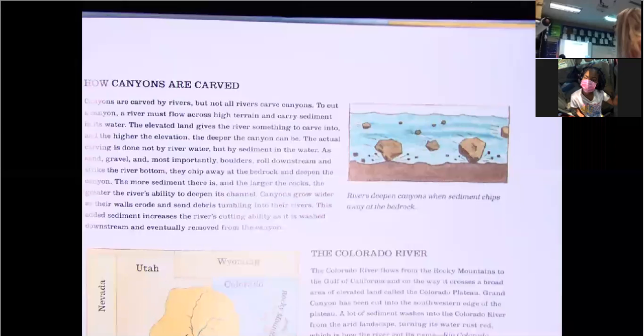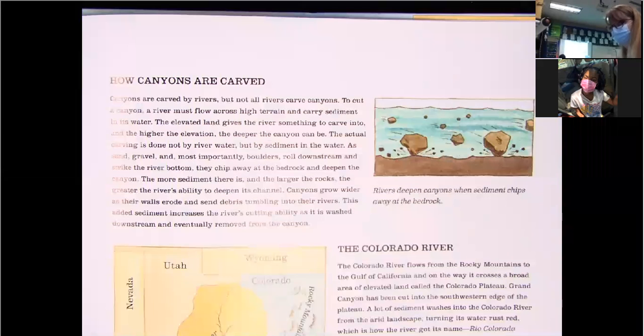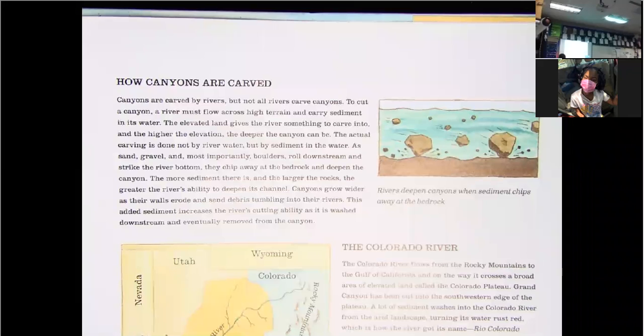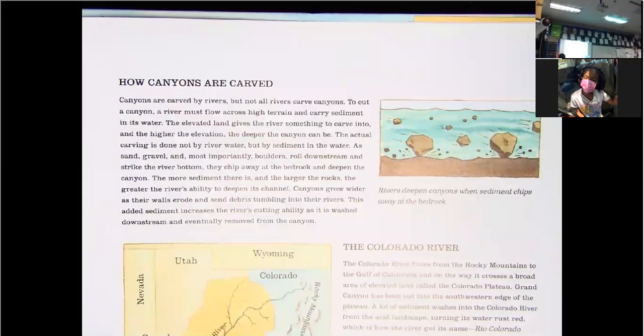How canyons are carved. Canyons are carved by rivers, but not all rivers carve canyons. To cut a canyon, a river must flow across high terrain, terrain means land, and carry sediment in its water.